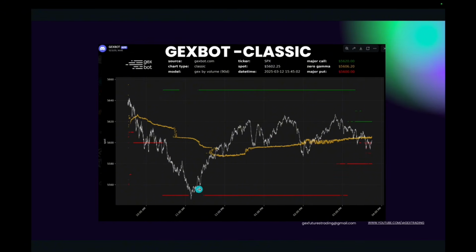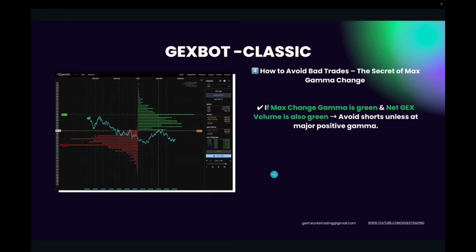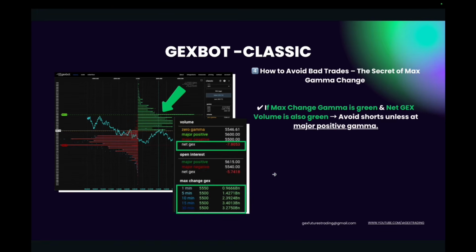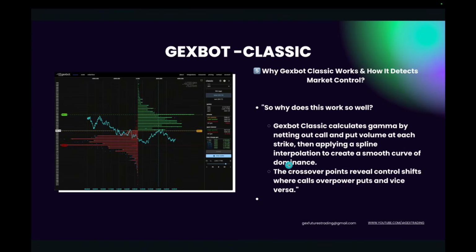And then I use order flow and other tools to scalp and add positions. But listen, if you're a disciplined trader and you want a system with one or two high probability, good trades, Gexbot Classic is for you.